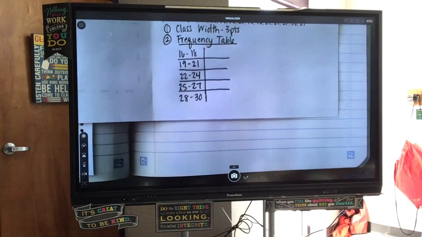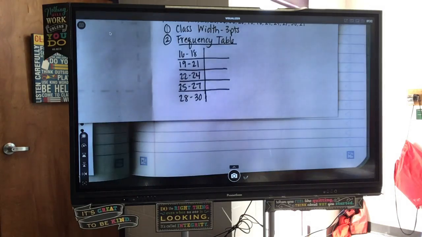Alright, so now, what do you think we do? So we have our frequency table. What do you think we need to do with our data? Anybody? Somebody? Guys, I get it. It's Monday, but I need you to still participate. What do you think we need to do with our data? Someone other than Aiden. Guys, it's really not that hard.